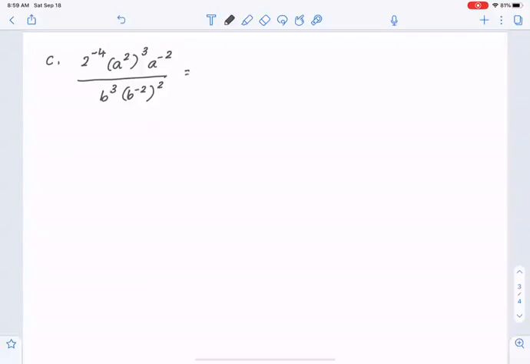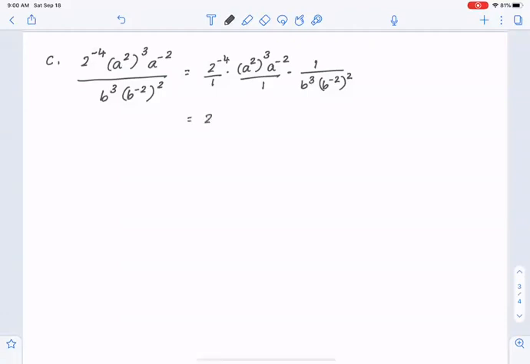We can write this as 2 raised negative 4 over 1, a raised 2 cubed, times a raised negative 2 over 1, 1 over b cubed, b raised negative 2 squared. Keep in mind, I am trying to group all the identical terms together.